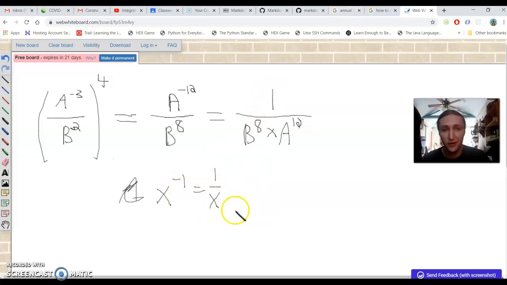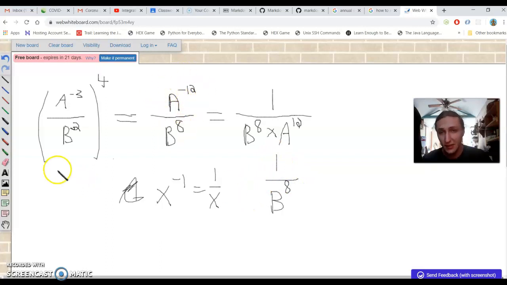So what's left in the top of my fraction here is just 1, because there was nothing, but I can't forget the fact that what I have here is actually not b to the 8. If I just write b to the 8, I have fundamentally changed the meaning of what I'm writing here. B to the 8 is not what I have. I have 1 over b to the 8.